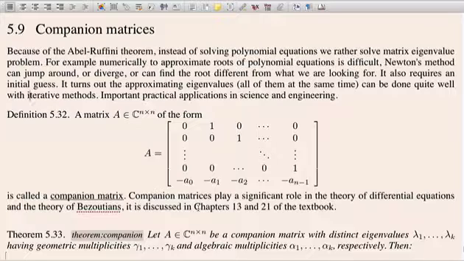Again, companion matrices play a significant role in the theory of differential equations and also in the theory of so-called Bezoutians. And it is discussed in chapters 13 and 21 of the textbook, if you are interested.